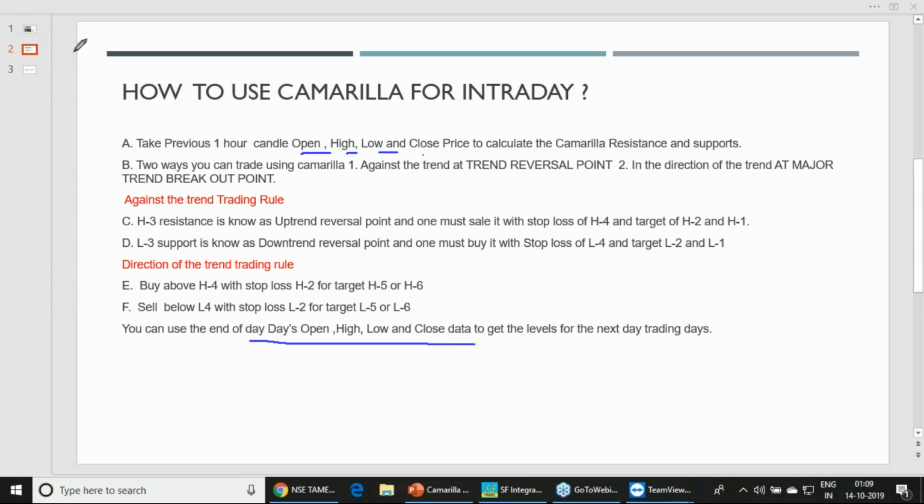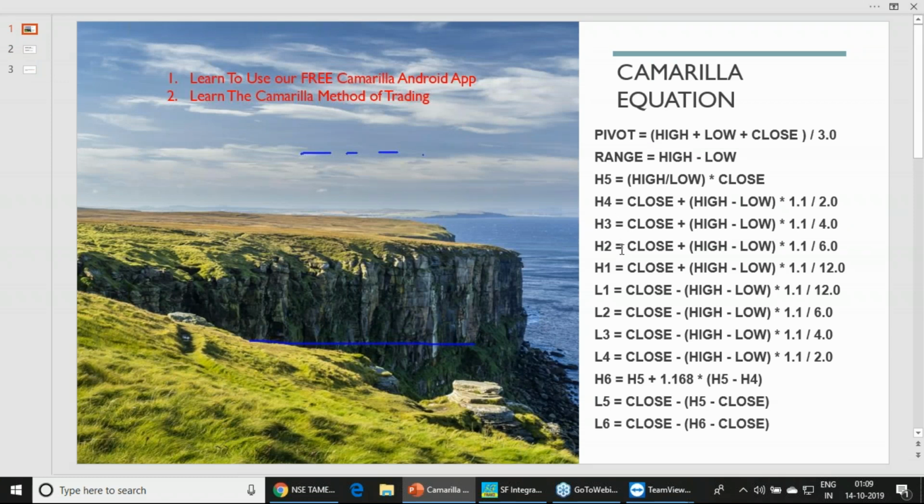Here, the Camarilla method calculates a set of resistances and supports. All resistances are from H1 to H6, and all supports will be from L1 to L6. However, L5, L6 and H5, H6 are extended editions added by some of the researchers. The original method has H1 to H4 and L1 to L4.